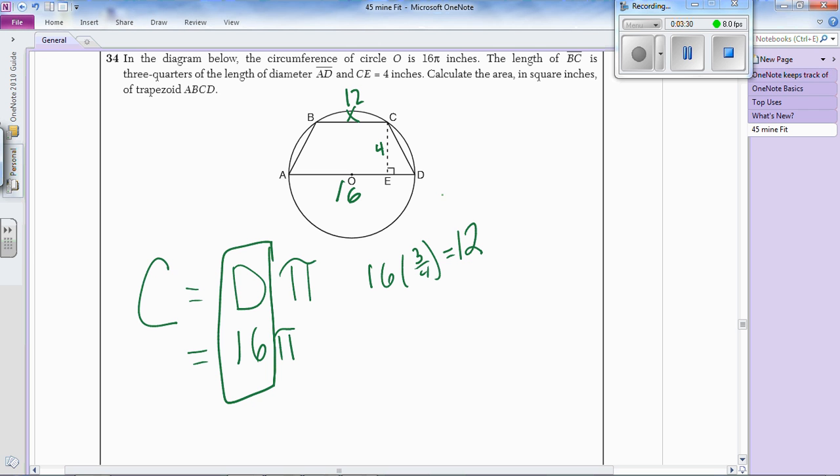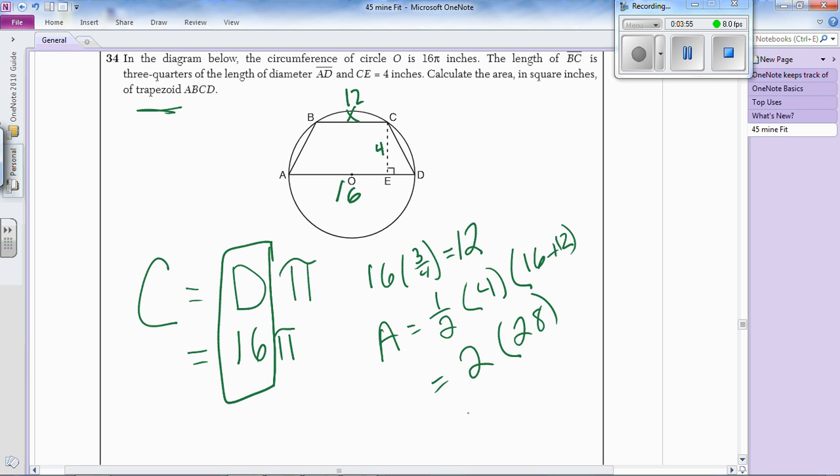And then it wants to know the area of the quadrilateral. It doesn't even tell you it's a trapezoid. Oh my God! And wait, why did that go away? The area formula of a trapezoid is on your formula sheet. 1/2 the height times the sum of the bases. So this is 2 times 28 or 56. Rolling right along. Here we go.